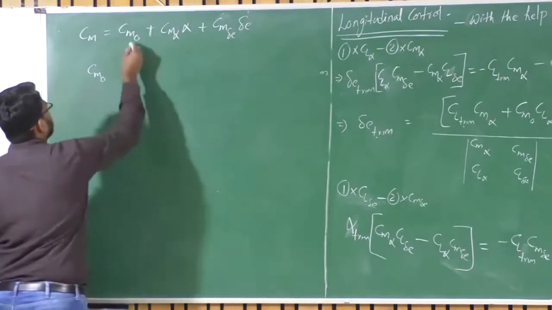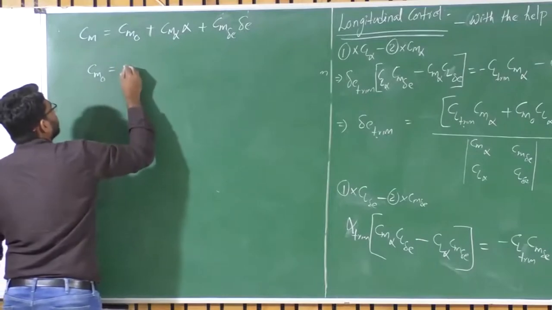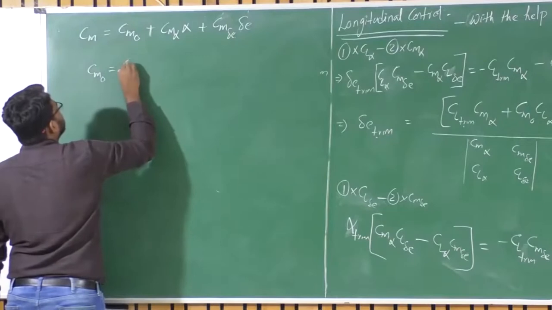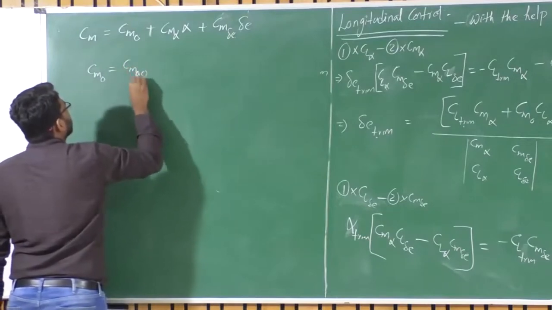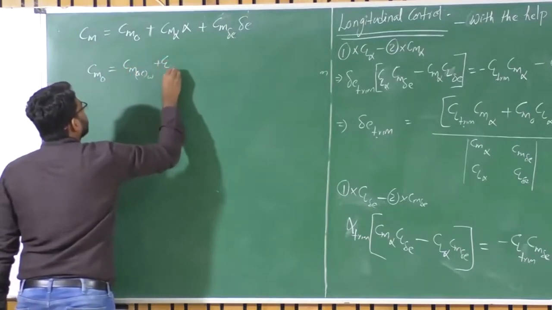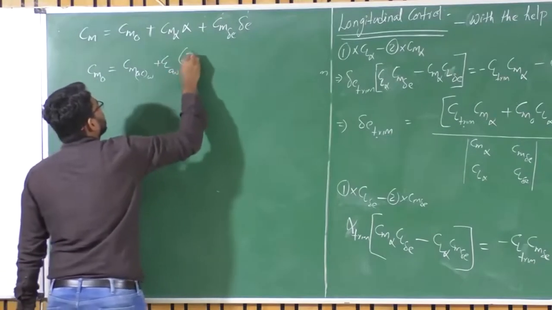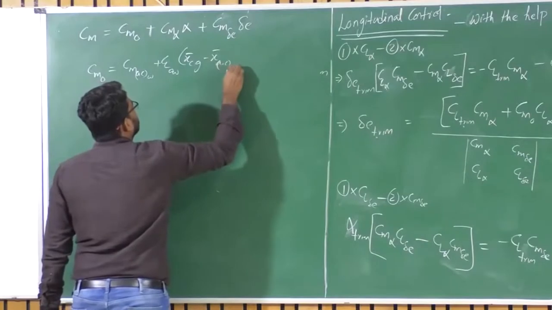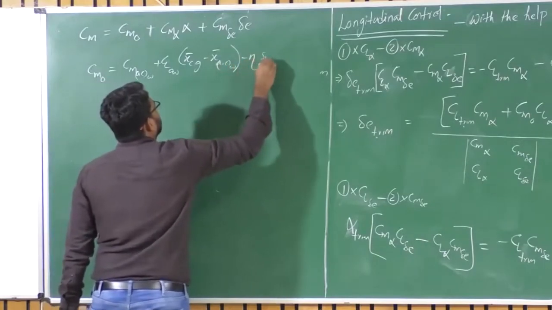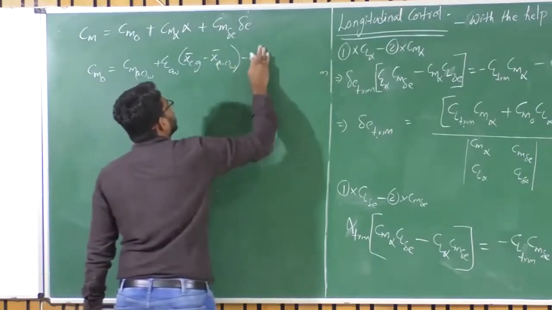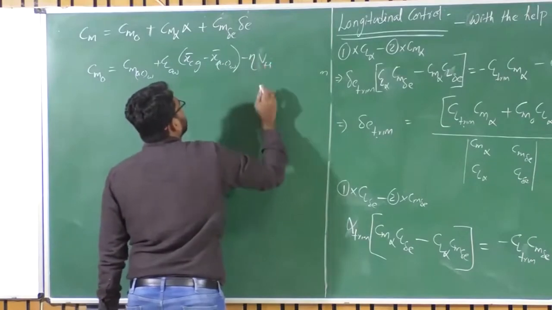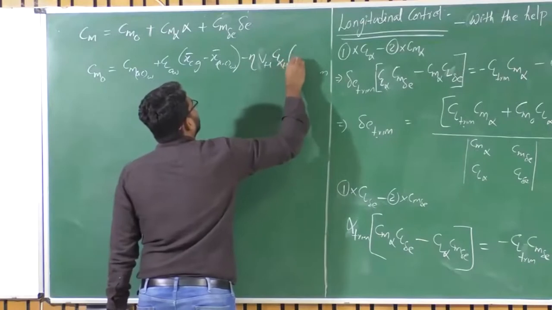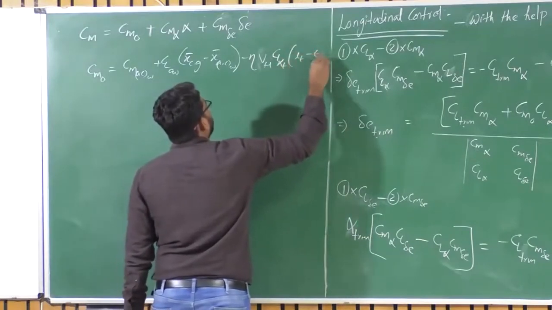Okay. So this CM naught will still remain the same, like CM naught is equal to CMAC of wing plus CL naught of wing times X bar CG minus X bar AC of wing, minus eta S_t upon S, or you can say the tail volume ratio VH, times CL alpha of tail times i_t minus epsilon naught.